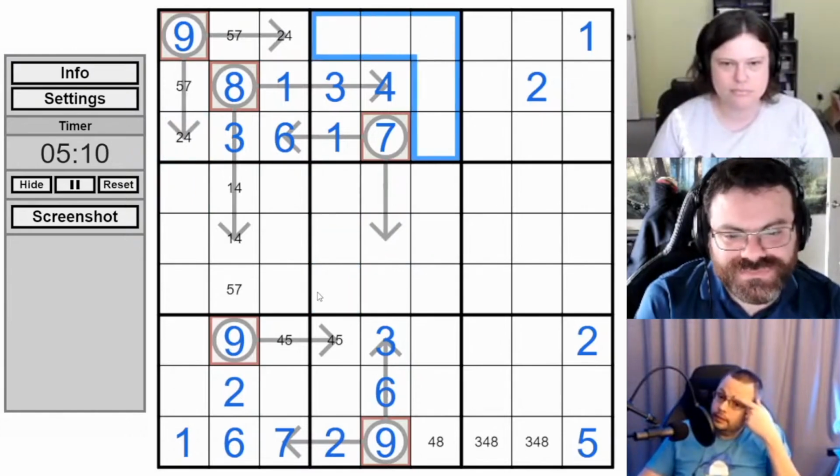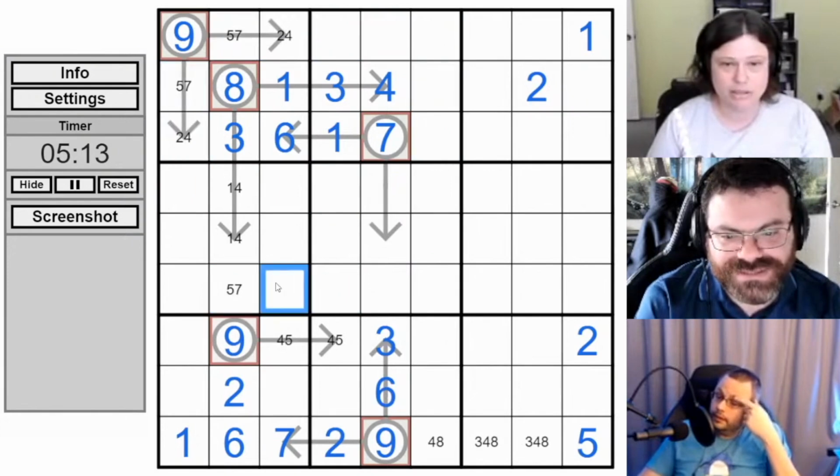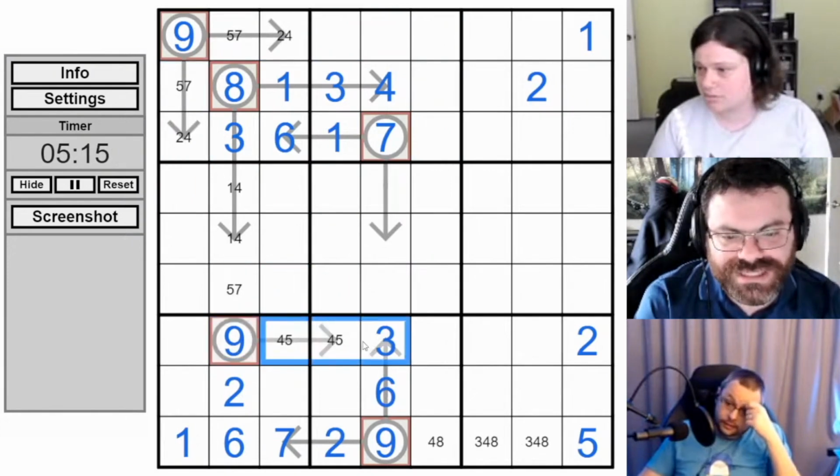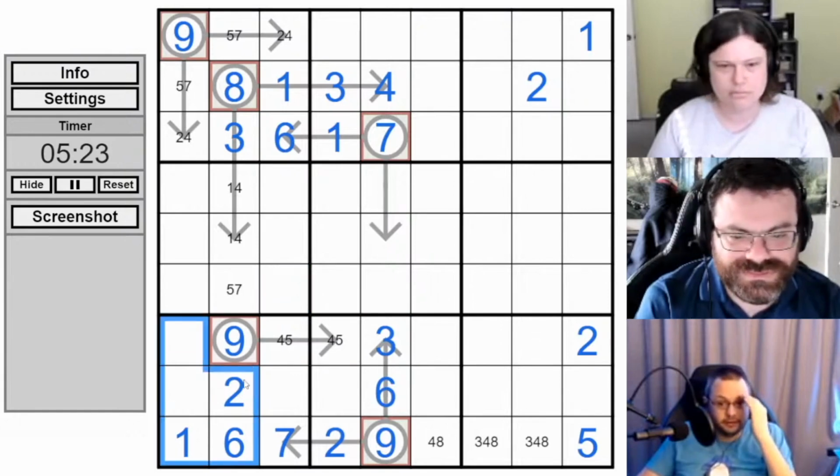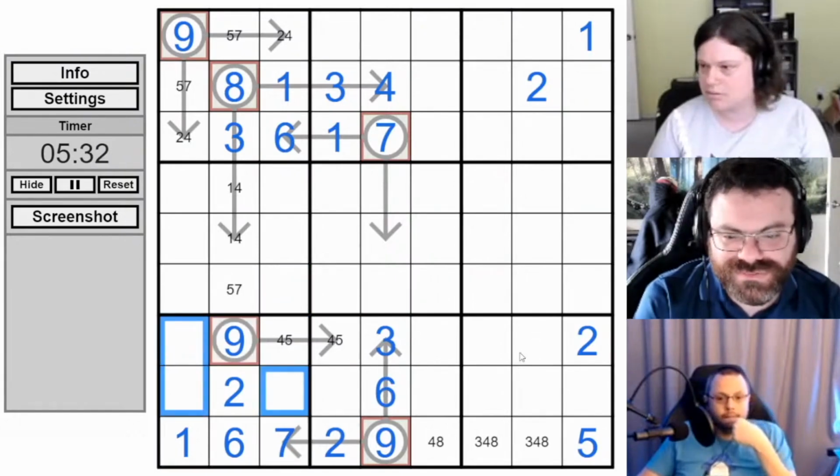My eyes are drawn here for some reason. But we just got this 4, 5, 9, so there aren't a whole lot of digits left in box 7: 3, 4, 5, 8.